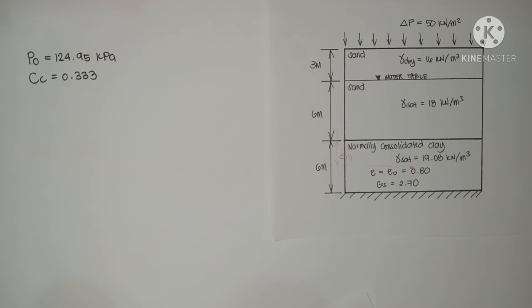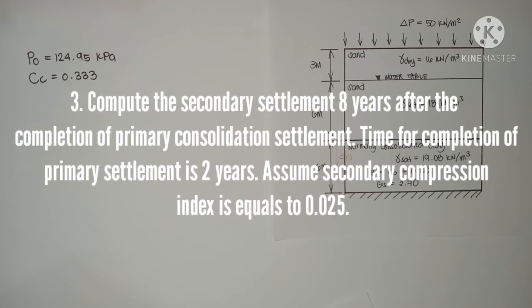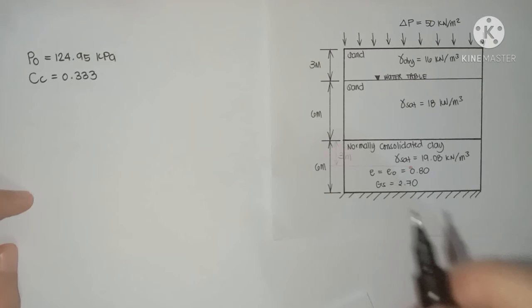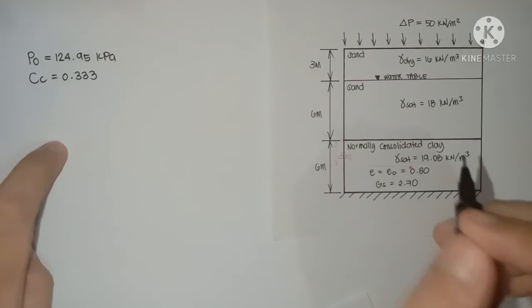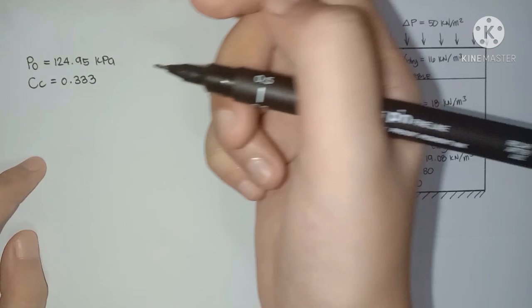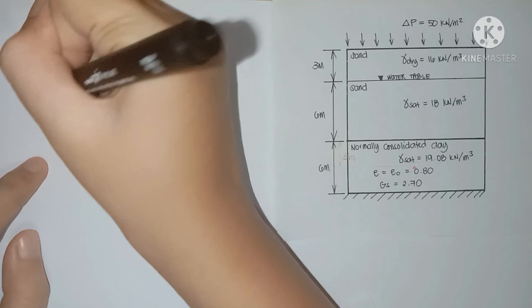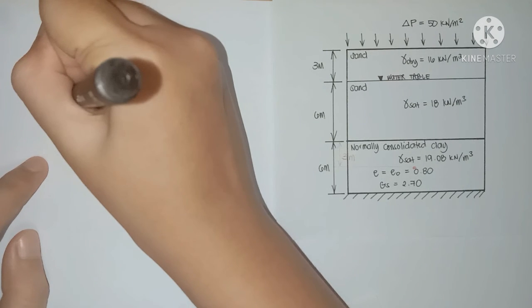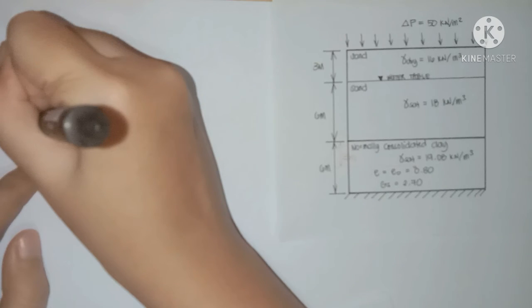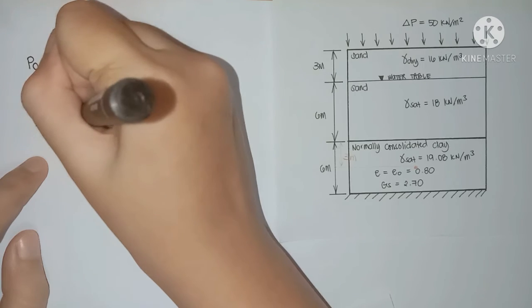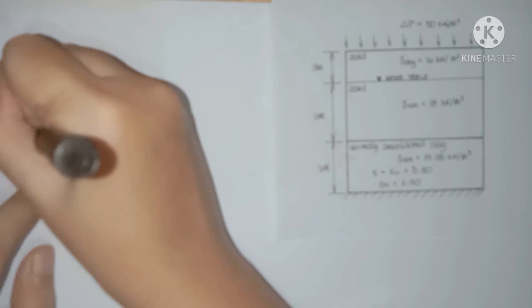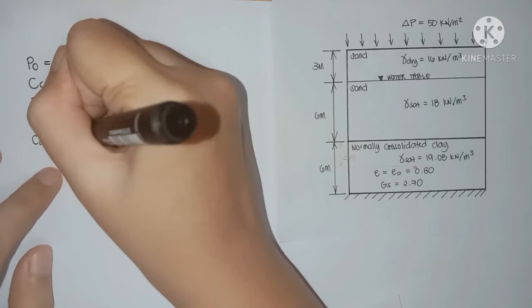So for the last problem, number 3, compute the secondary settlement 8 years after the completion of primary consolidation settlement. Time for completion of primary settlement is 2 years. Assume the secondary compression index, or C alpha, is equal to 0.025. So here, we need to find the secondary settlement 8 years after the completion of our primary consolidation settlement. We are given time T1, which is 2 years, and T2 equal to 8 years. We are also given C alpha equal to 0.025.